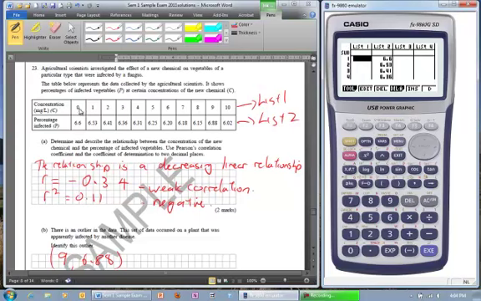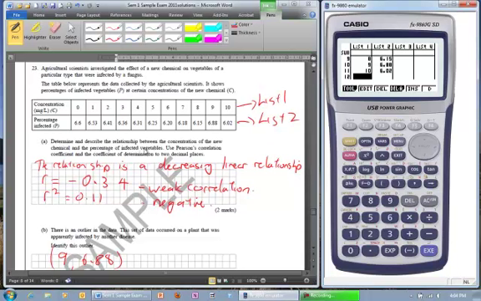Now we have to enter these numbers in here. So we go 0, then 1, 2, 3, 5, 6, 7, 9 and 10. Very good. And that's all sitting in there now.